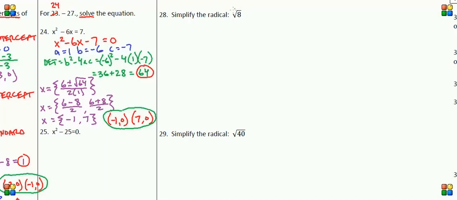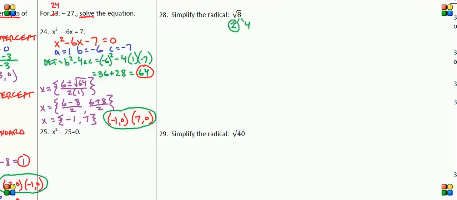And if you remember this from your flip book, you can look it up in your flip book, or if you remember it from last semester, we have a couple step process. Step number 1 is to prime factor the number inside the radical. I always start with 2 if it's an even number. 8 divided by 2 gives us 4. 2 is the end of our prime factor tree because that's a prime number.